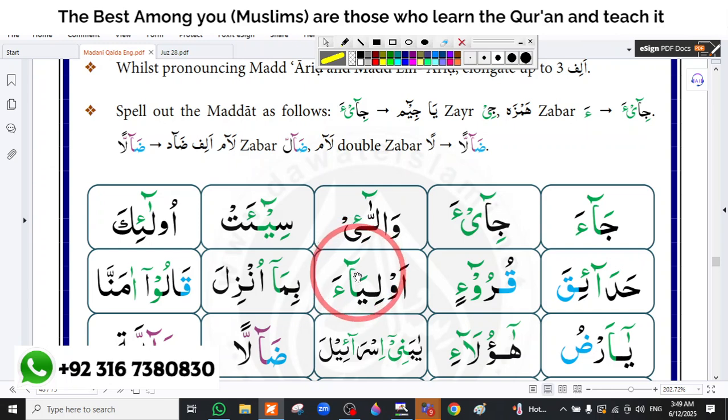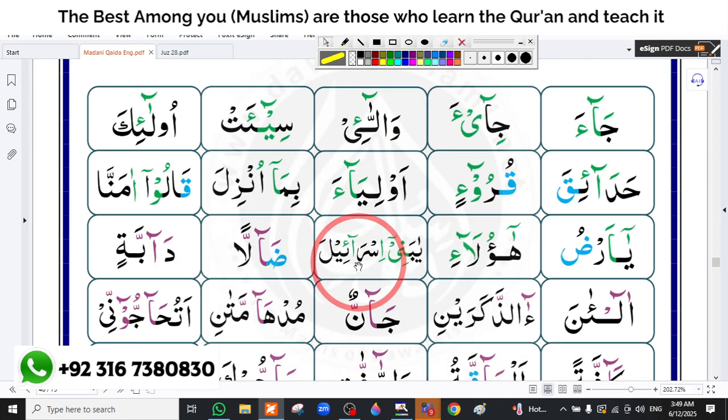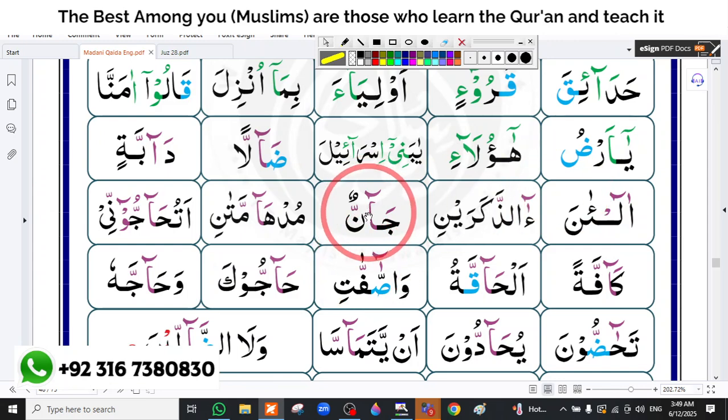Why is that? Why did you stretch it long? Because of the sign on top. What is this sign called? It's called a mad sign. What is this called? A mad sign. Can you read this one, please?